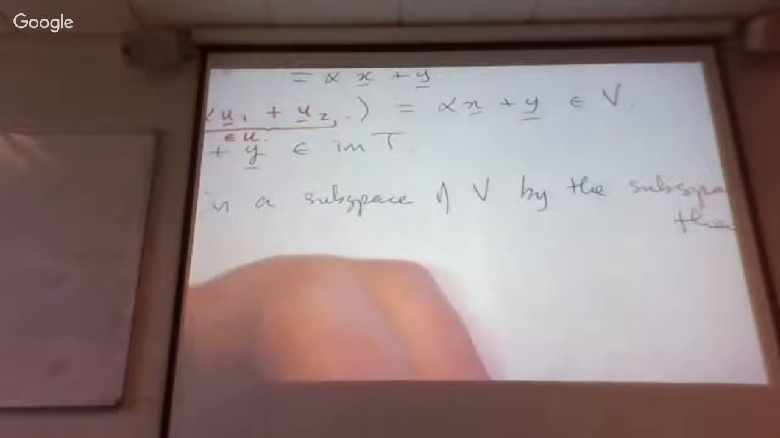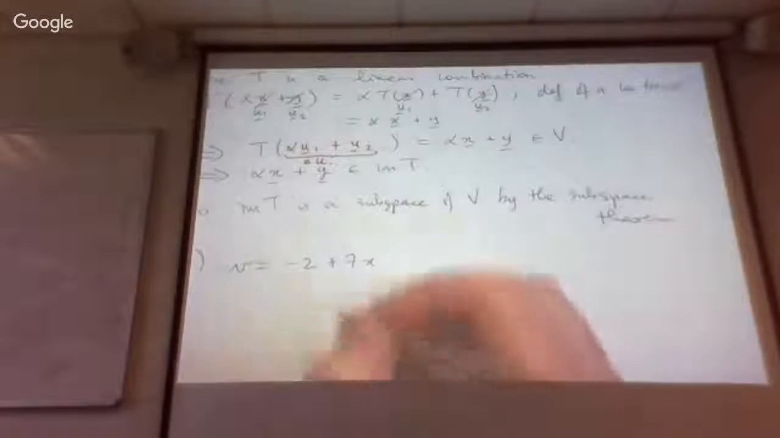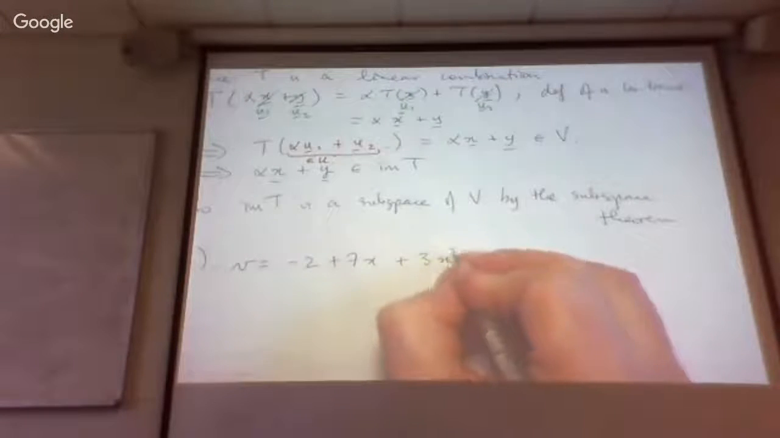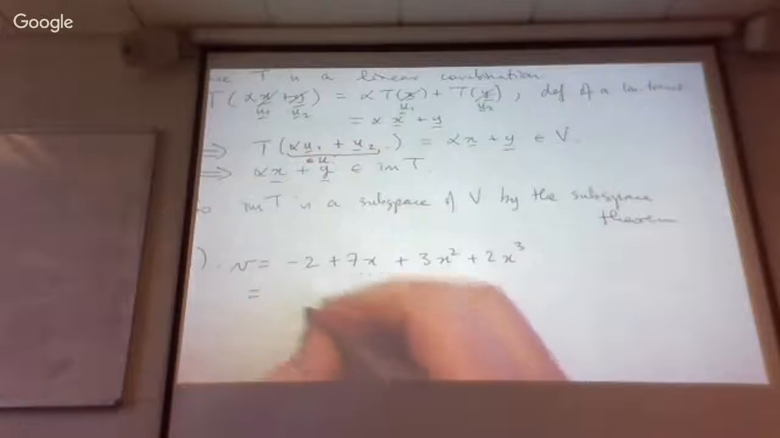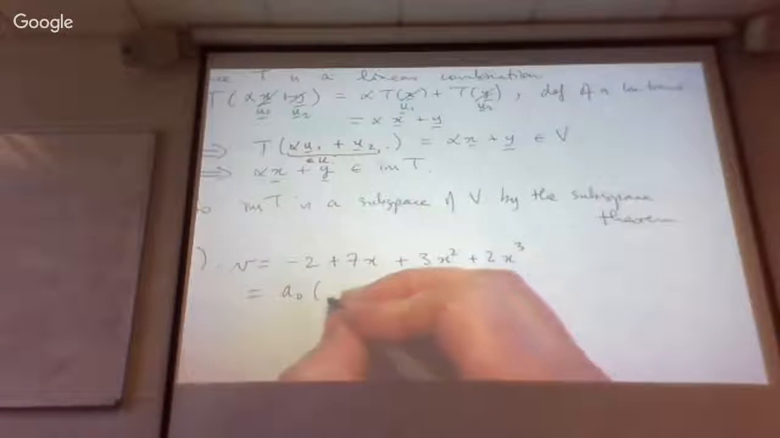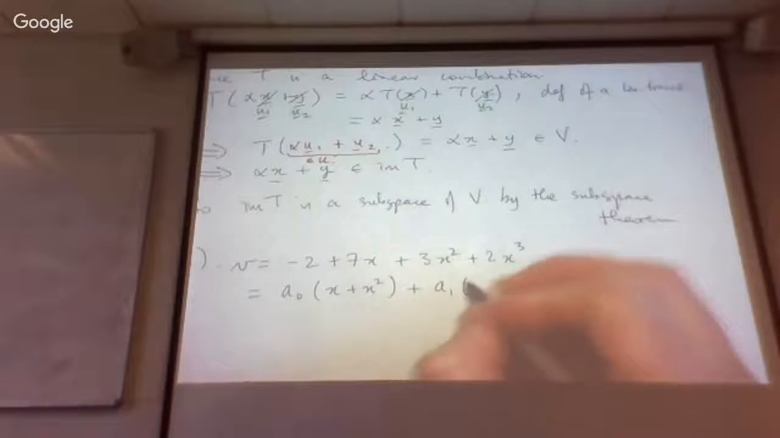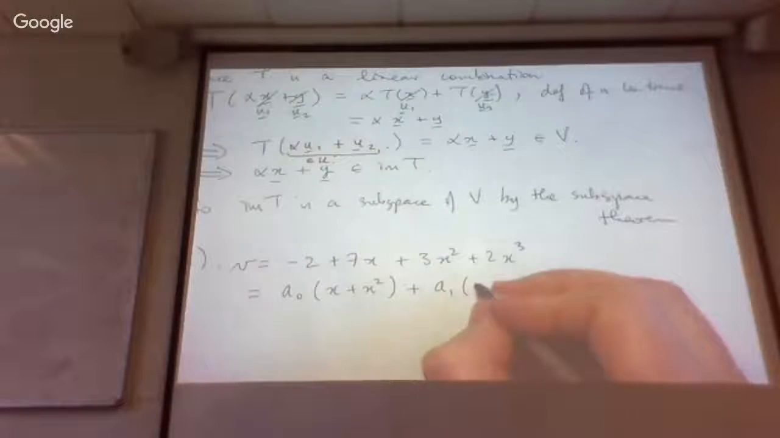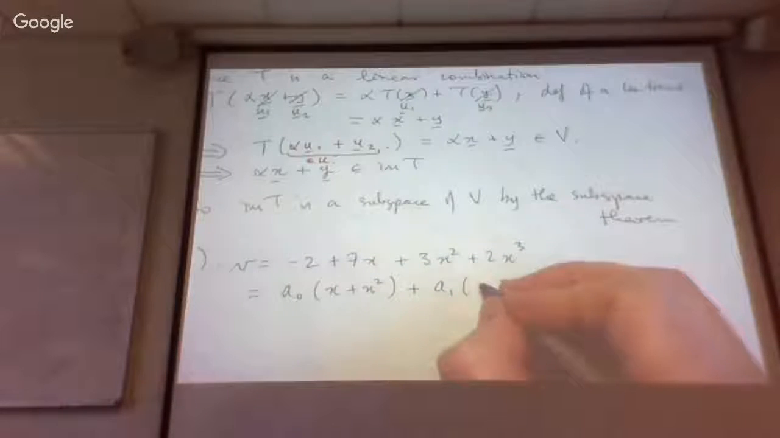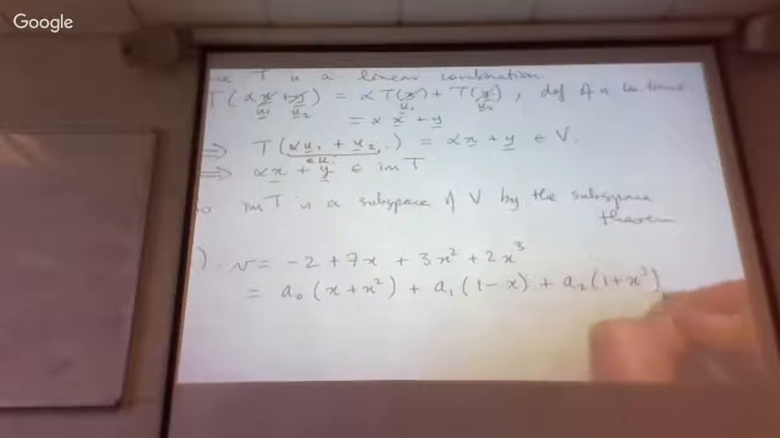So v, which is equal to -2 plus 7x plus 3x squared plus 2x cubed, is expected to be some a0 times the first polynomial, which is x plus x squared, plus some a1 times the second polynomial, which is 1 minus x, plus some a2 times the third polynomial, which is 1 plus x cubed.